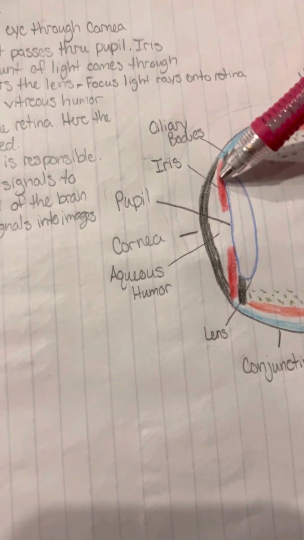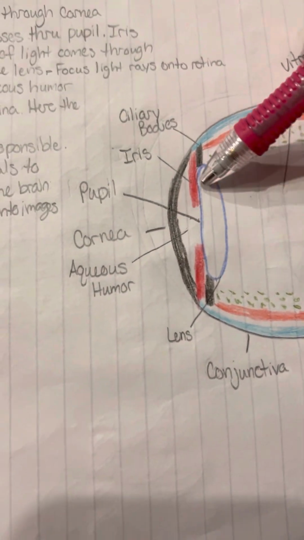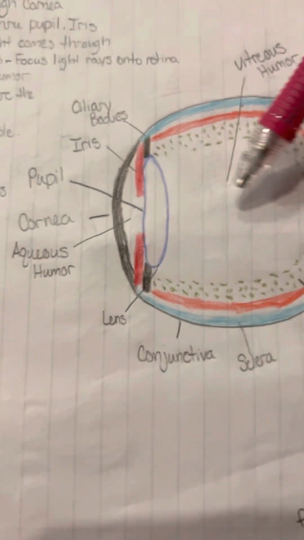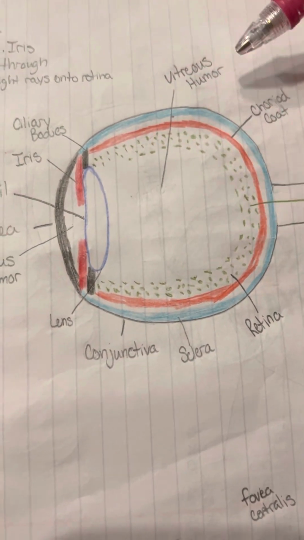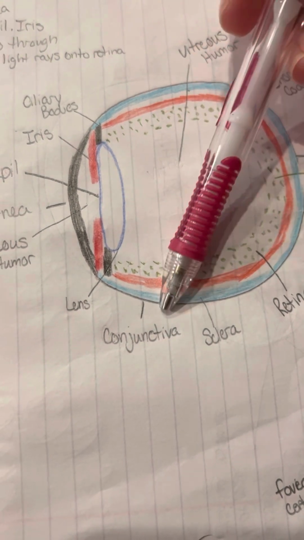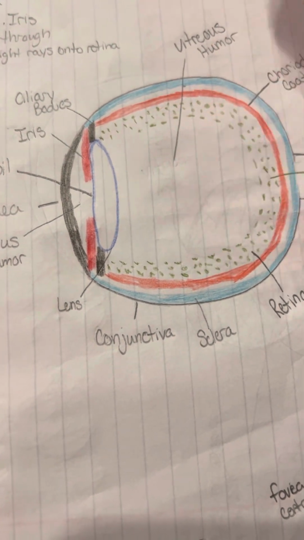Off to the side of the lens, what hold it in place are called the ciliary bodies. Like I said, this blue area here is the lens. In the back of the eye, what fills it is the vitreous humor. It's a jelly-like substance. I will go through the layers from innermost to outer.